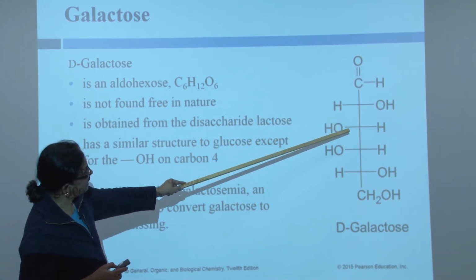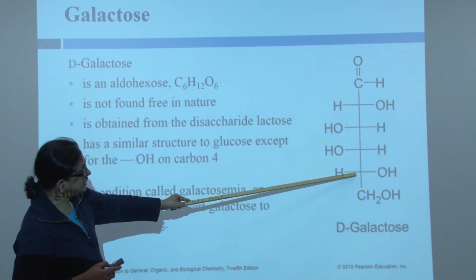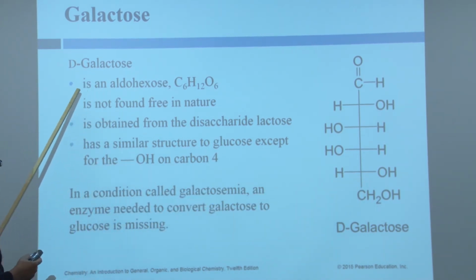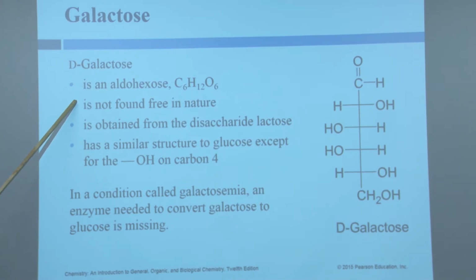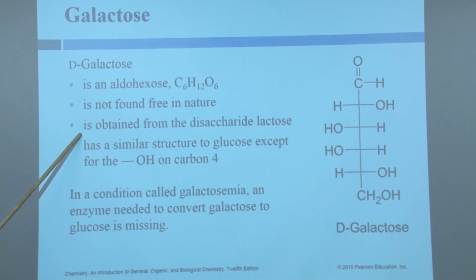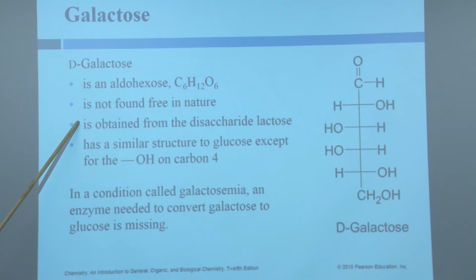So you can see this is the aldehyde group, D, OH, H, OH to the right. So it is an aldohexose. It is not found free in nature, and is obtained from the disaccharide lactose. Lactose is a carbohydrate in milk. By the hydrolysis of a disaccharide, what is hydrolysis? It is breaking down into the individual units.